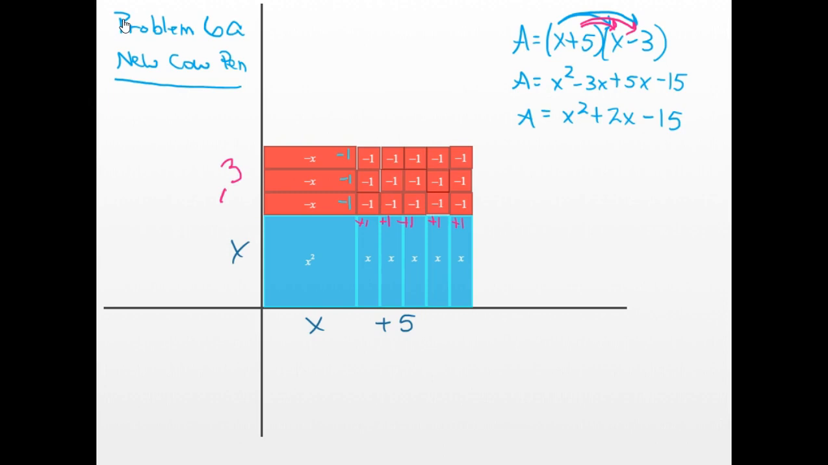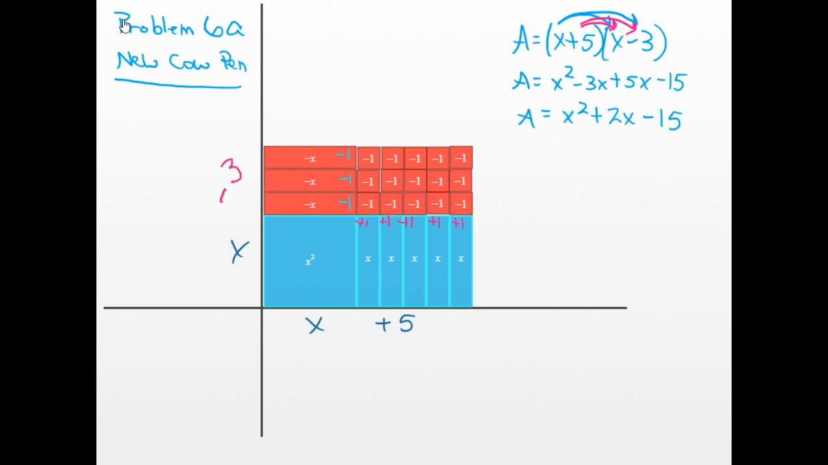So that gives us an area for each of these rectangles of -x. We have a side length of positive x by a side length of -1, which gives me -x. And for each of my smaller squares, I've got a side length of +1 by a side length of -1, which gives me an area of -1 for each of my smaller units. We can use the distributive property, just like we did in the previous example, to come up with this equation for our area. We can also use our area model to combine like terms.